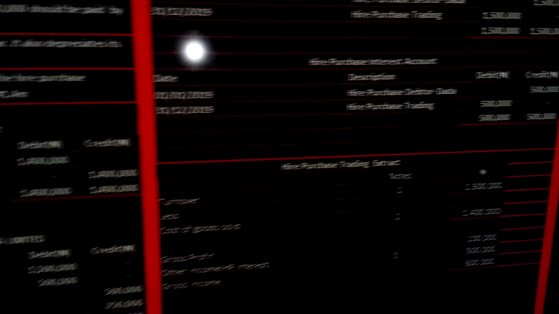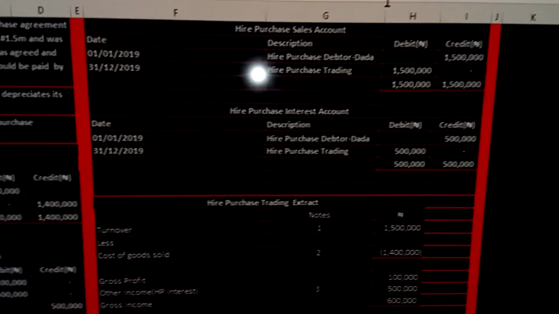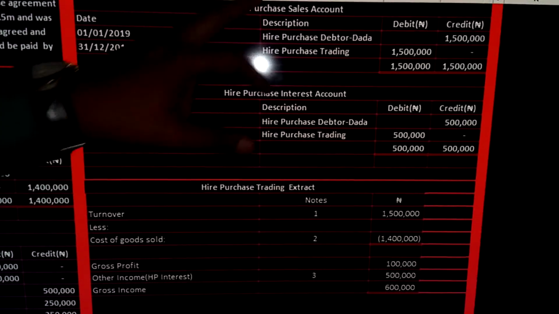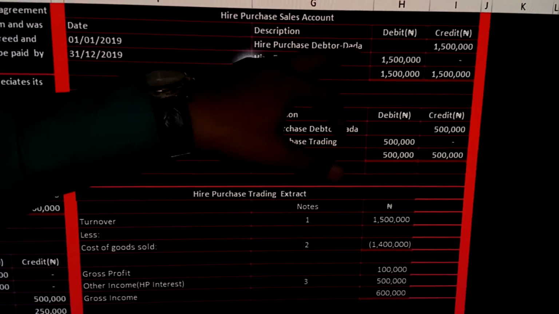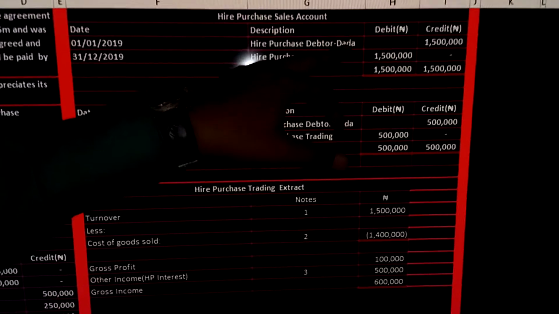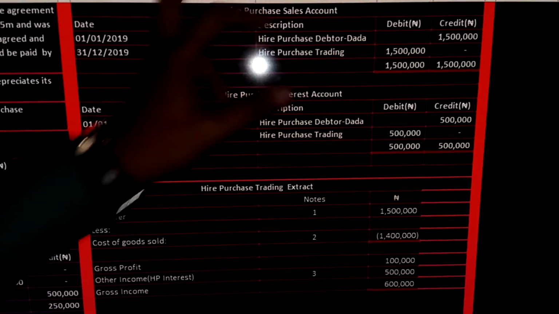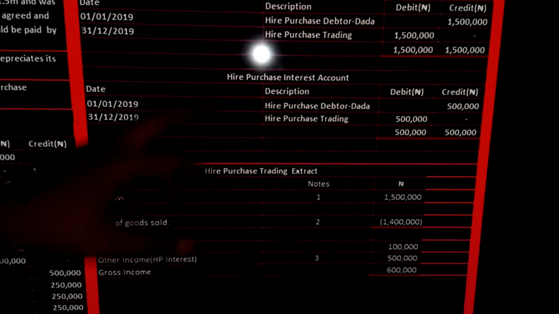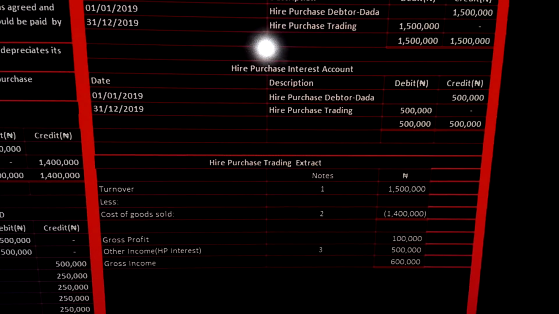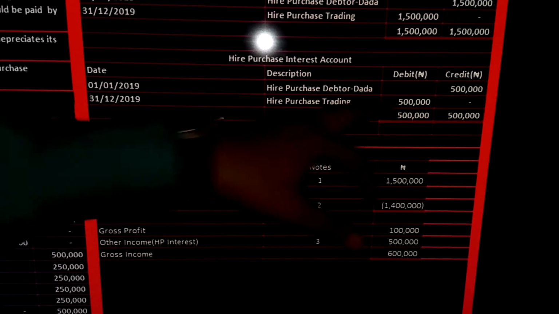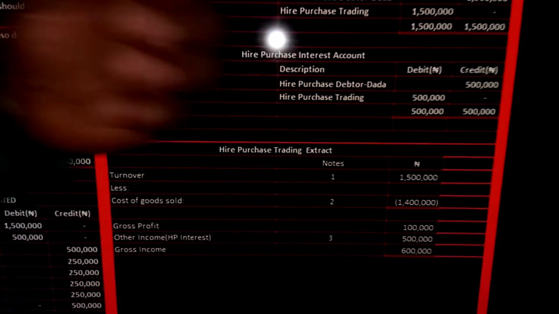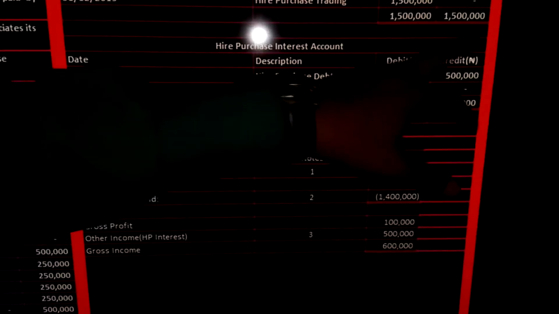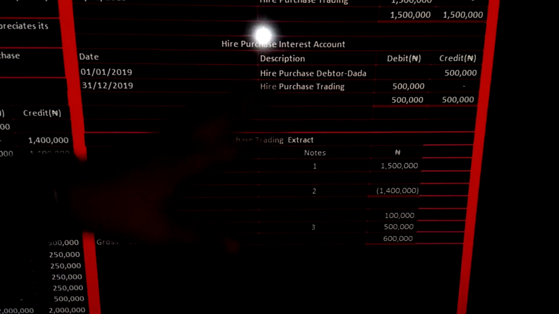So we have the hire purchase sales account showing the sales made. So we have 1st of January hire purchase debtor. Okay. Remember, you sold to the debtor, which is Dada Limited, on credit. So you debited the debtor and then you credit your sales. So this is going to your trading account, 1.5 million. So the hire purchase interest account, you also debited the debtor with 500,000 as the interest, which is the hire purchase value, which is cash price plus the interest. So you have that to be what? 500,000 taken to where? The trading account as well. So there's the trading account now.